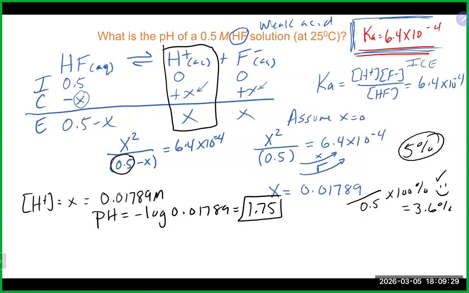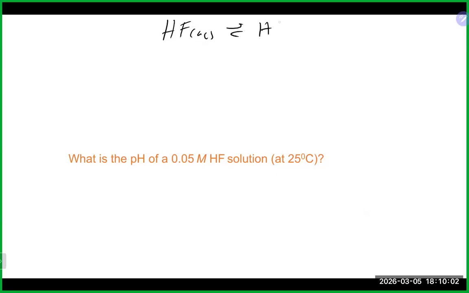So again, a reminder, it is really important to make sure that you do check your assumption because it may not always be correct. So to illustrate that point, if we were to do this exact same problem, but instead of the 0.5 molar concentration, we had 0.05 molar concentration. That means if I were to run through this problem, I essentially would do the exact same thing I did on the previous slide, except obviously I have a different concentration here of 0.05 molar.